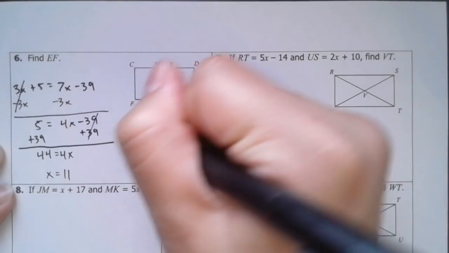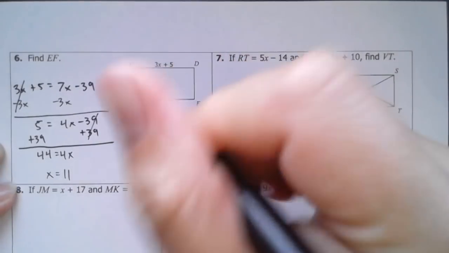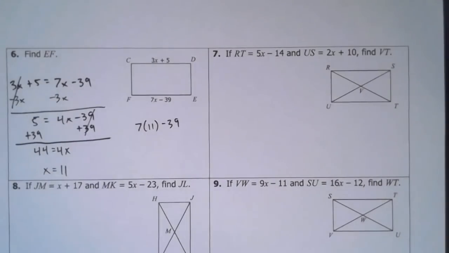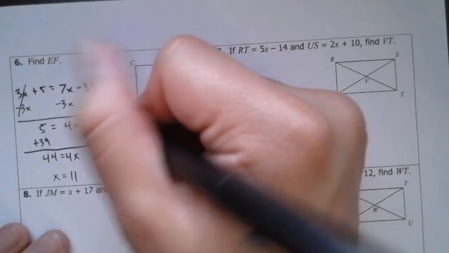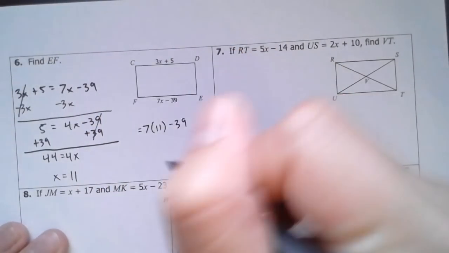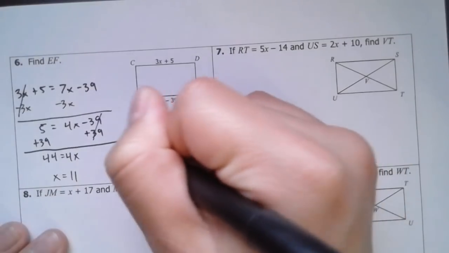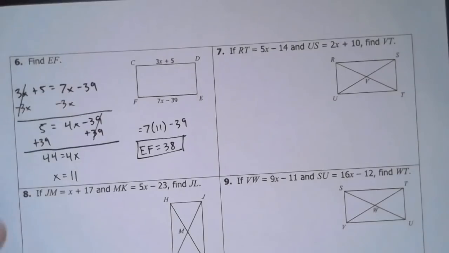I get 7 times 11 minus 39, 77 minus 39 is equal to 38. So then EF is equal to 38. And that's my final answer.